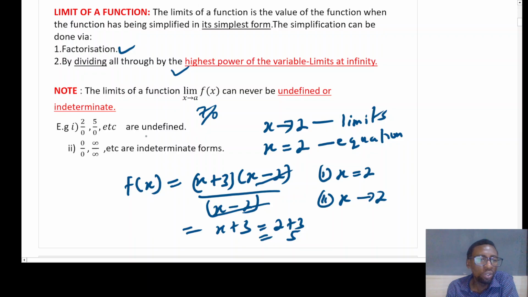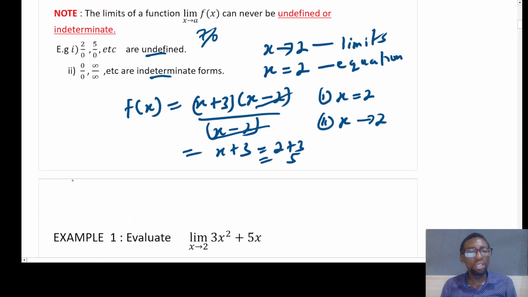So you cannot have undefined, number one, and you cannot have indeterminate forms. What do I mean by indeterminate form? Something like 0 over 0 is indeterminate. You cannot have infinity over infinity. So anytime you substitute the value directly and you get 0 over 0, then you should know that it means that expression can be simplified. That is the idea of limits. Let's go to some examples.